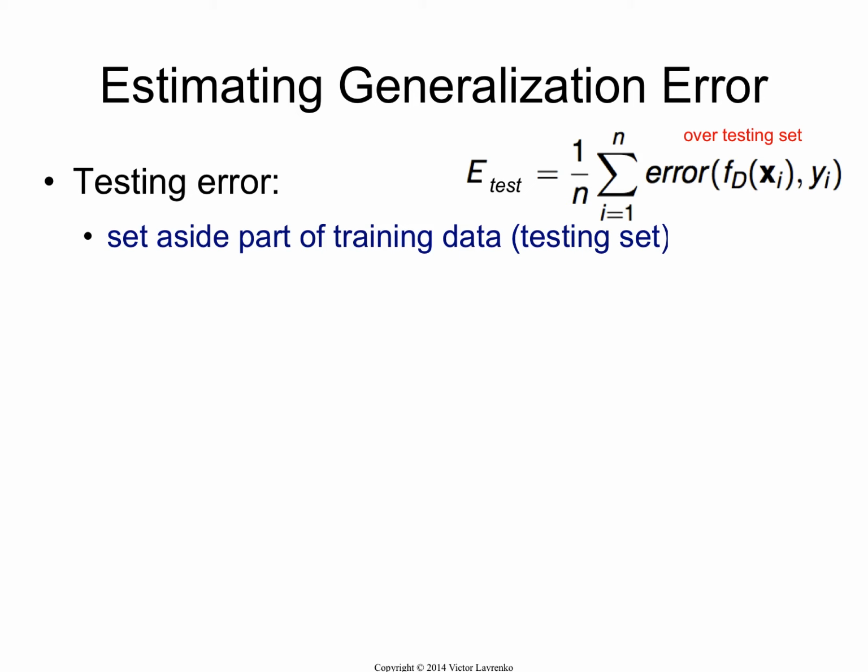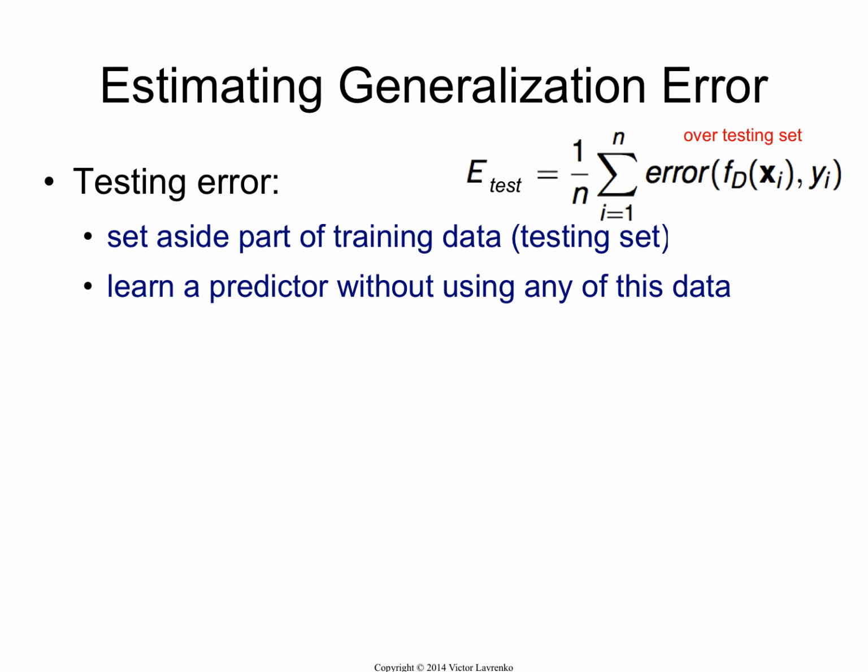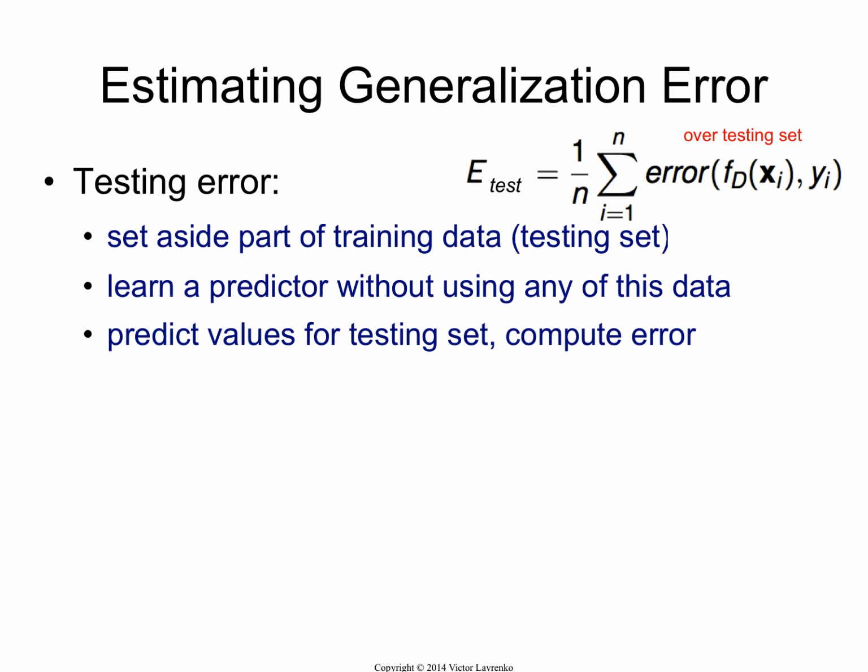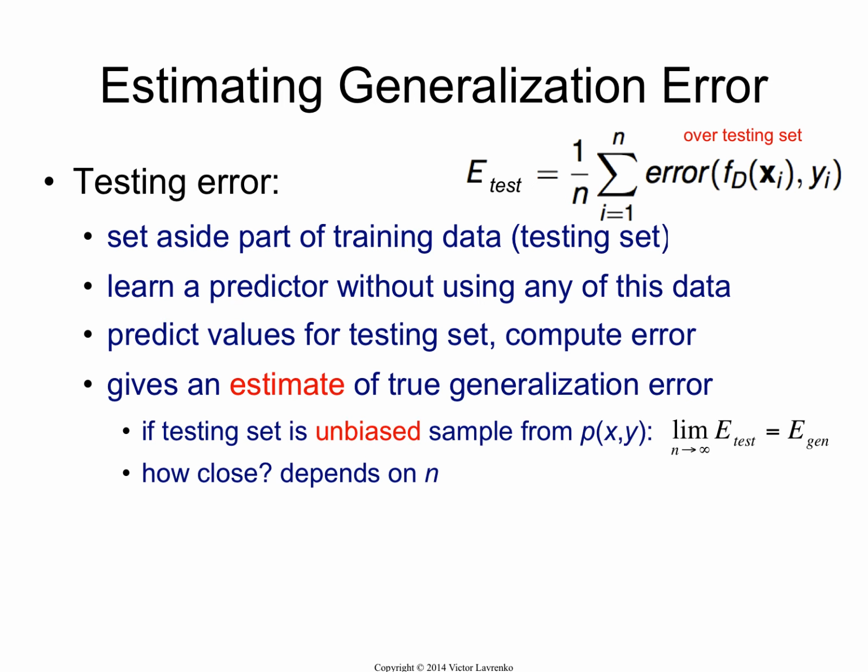Okay? And then you can compute the error just on that testing set. So same equation as for the training error, only now you're computing it over this held out testing set. And the critical thing, in order to do it honestly, is that when you're building your classifier, it cannot ever look at any part of this testing set. If it does, it will be overfitting to it. So you train it on the training portion, and then you compute the error based on the testing set.